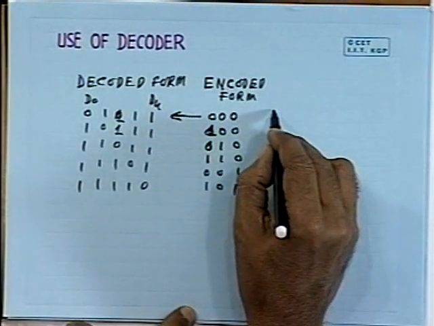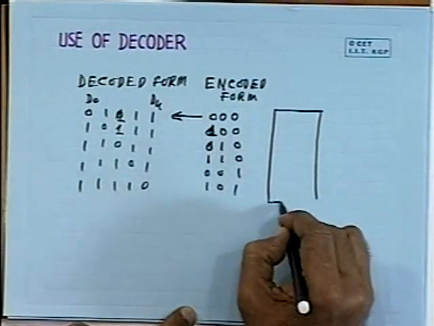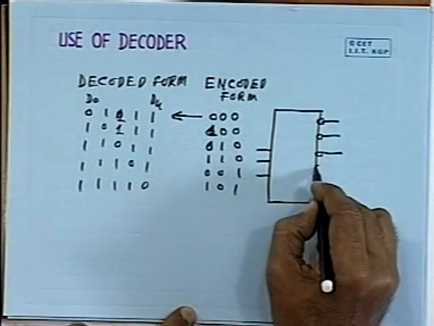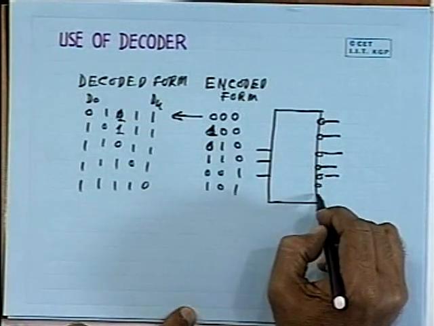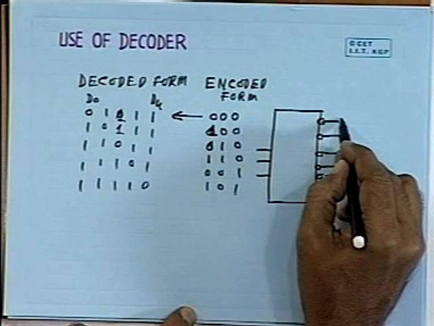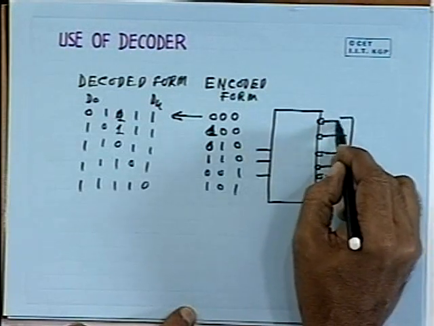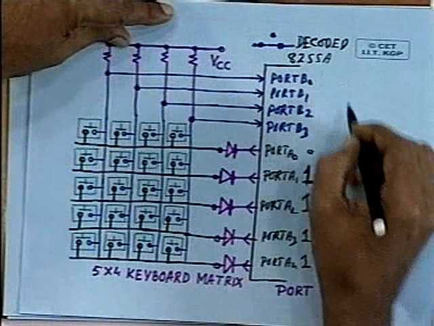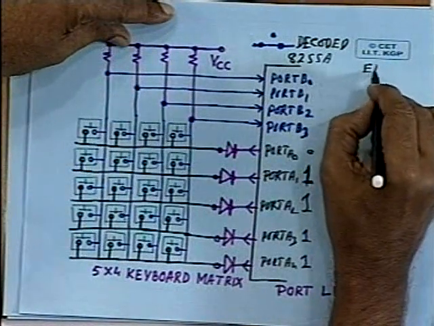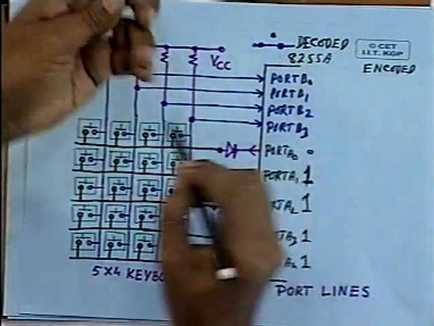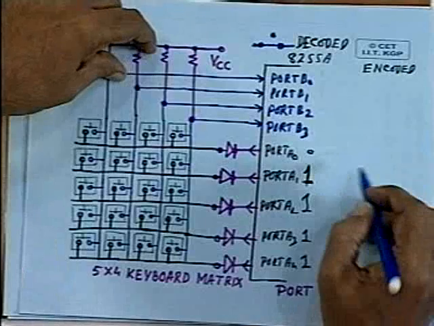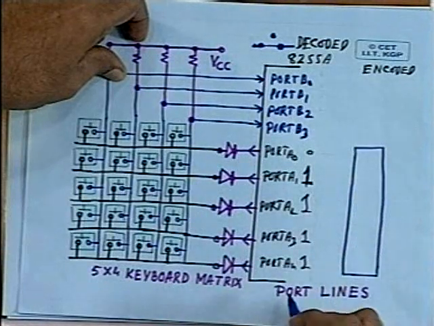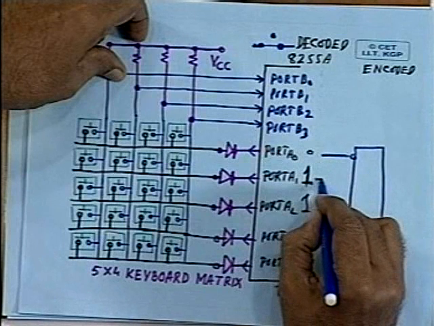And what you can do is make use of a decoder and apply these 3 values, and here you will get outputs. Although 8 lines are there, you will make use of these 5 lines. And these lines can be connected to the port lines. That means, let us go back to this diagram. Here, whenever you generate the output in encoded form, then you put a decoder chip here, and the decoder outputs are connected to these lines.